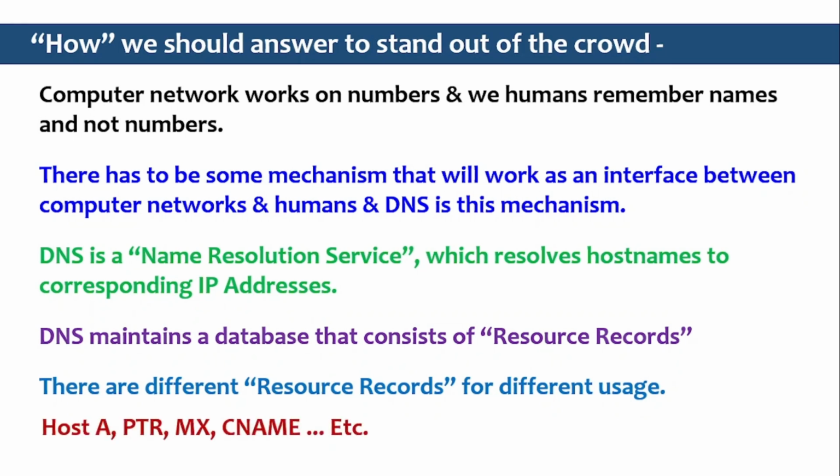And there are several resource records: host A, PTR, MX, CNAME, SRV. And then you have to explain each and every record one by one. For example, host A will resolve host name to IP address. PTR will work exactly opposite to host A. It will resolve IP address to host name, and so on and so forth. So this is the way we have to answer the question related to DNS resource records.